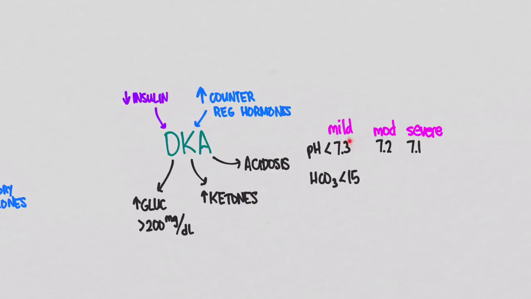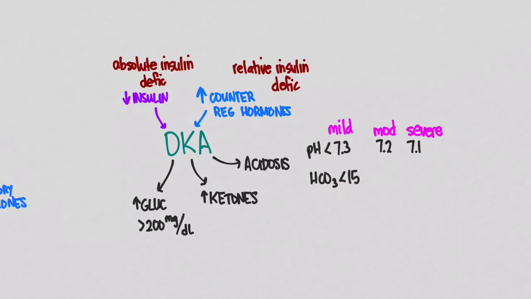And you can look at that two ways, either through the pH or through the bicarb level. And so pH less than 7.3 for mild, 7.2 for moderate, 7.1 for severe, or bicarb of less than 15. And back to these hormones here, you can either have an absolute insulin deficiency when you just have no insulin, such as in the type 1 diabetics, or a relative insulin deficiency where you just have so much counter-regulatory hormones that there's just not enough insulin to balance this out.